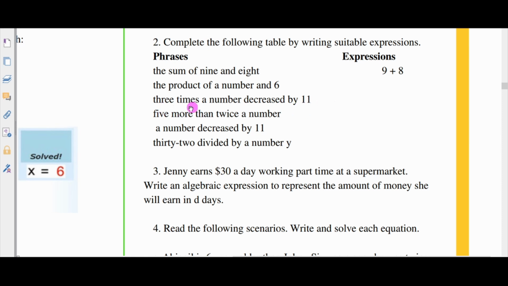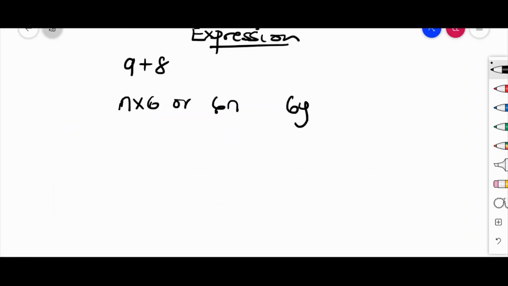So it's 3 times some number, and I'm going to decrease. Now decrease in mathematics means to what? To take away. So I have 3 times n, and then I'm going to decrease it or take away 11.